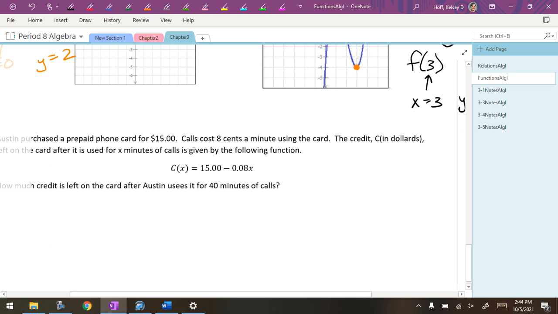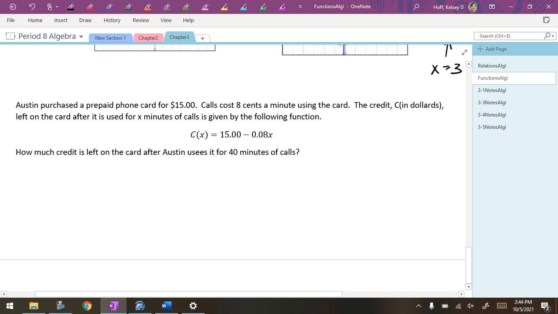So this also can come into play when they start talking. We can use function notation with equations. So Austin purchased a prepaid phone card for $15. Prepaid phone cards are like gift cards. Calls cost 8 cents a minute using the card. The credit, C, left on the card after it's used for x minutes is given by the following function. So they wrote this for you. They're saying what's left on the card is calculated by taking $15 minus 8 cents times every minute.